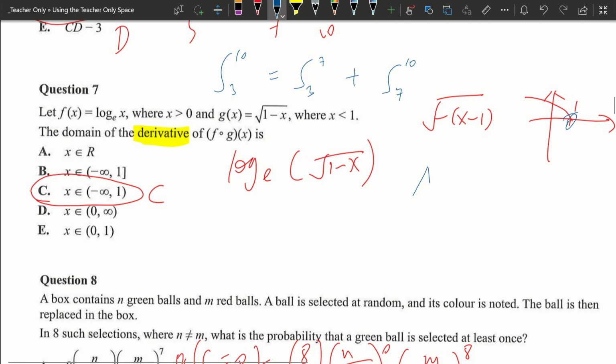There shouldn't be a sharp turn like this. Let me just do this. This is more of a function. There shouldn't be any behavior like this in a log function. So my derivative should always be defined.